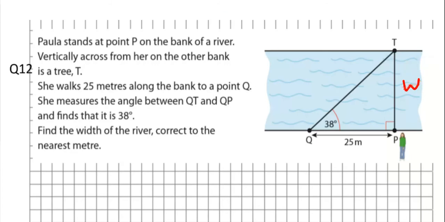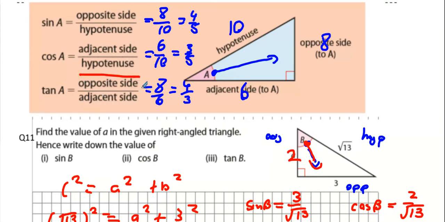Now it's a right angle triangle, which means I'm allowed to use SOHCAHTOA. Using the angle of 38 degrees, I would consider W to be the opposite. This would make 25 the adjacent. Now I've got to figure out a function where I use the opposite and the adjacent. What function would that be? It's tan, because I need to use the opposite and adjacent.